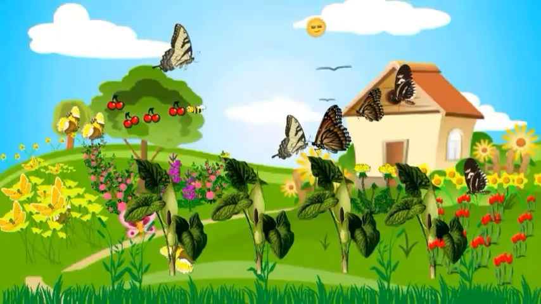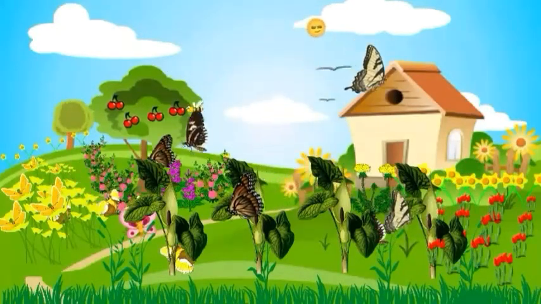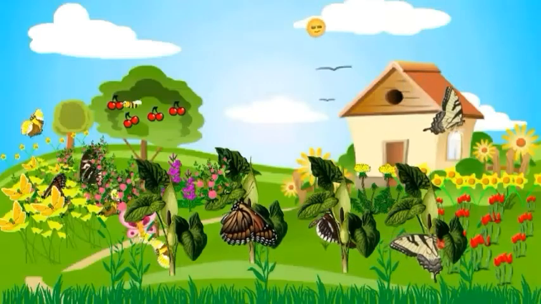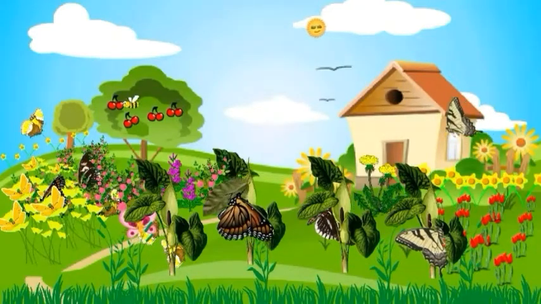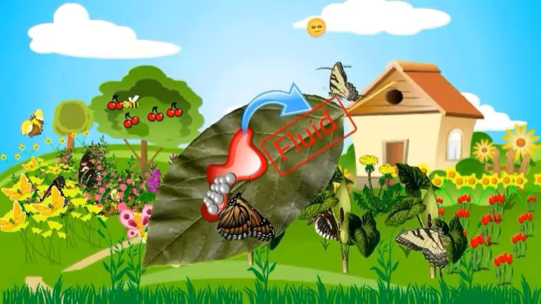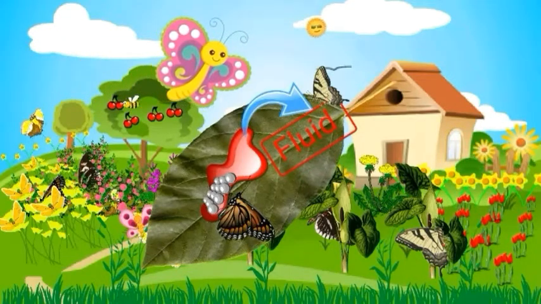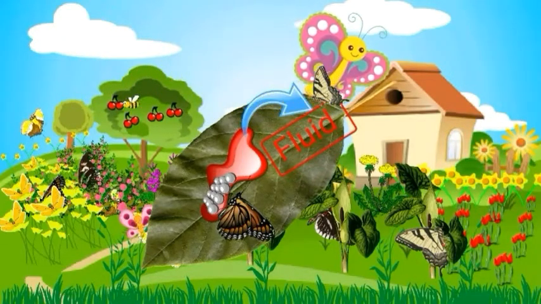Many female butterflies lay 100 to 200 eggs. The butterfly lays its eggs on the back of the leaves to protect the eggs from predators, and the fluid in the eggs sticks to the leaves so that the eggs do not fall down. Most often its color is green, white and yellow.